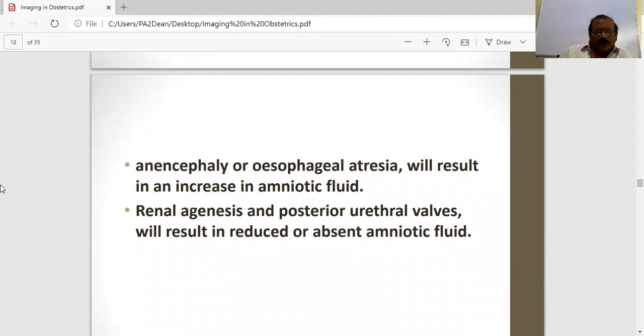Anencephaly or esophageal atresia will result in an increase in amniotic fluid. Renal agenesis and posterior urethral valves will result in reduced or absent amniotic fluid. That is, reduced means oligohydramnios, absent means anhydramnios.